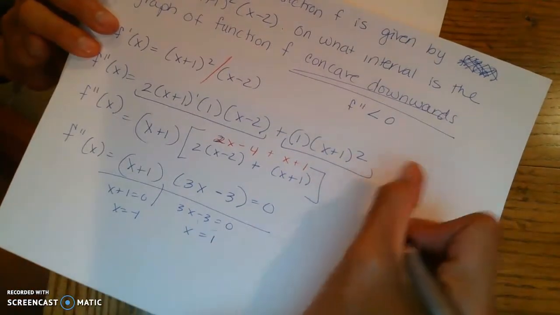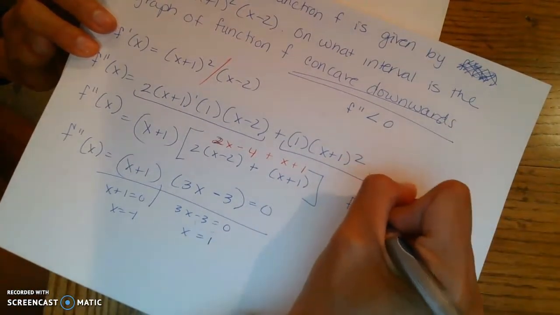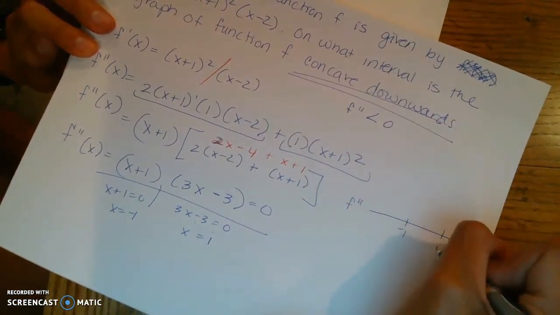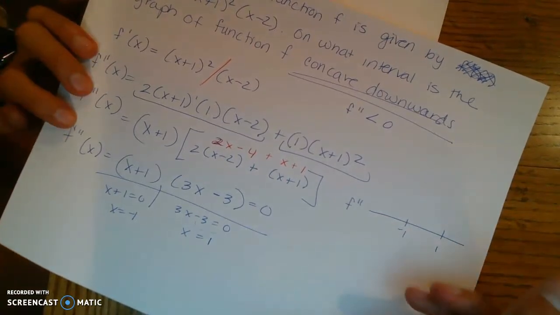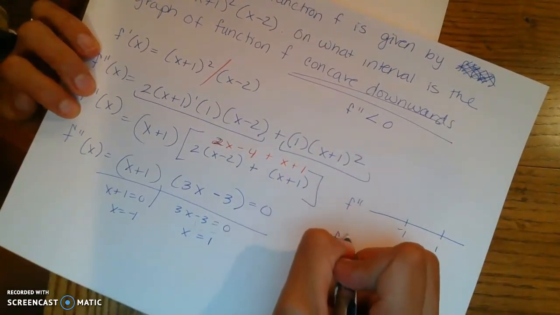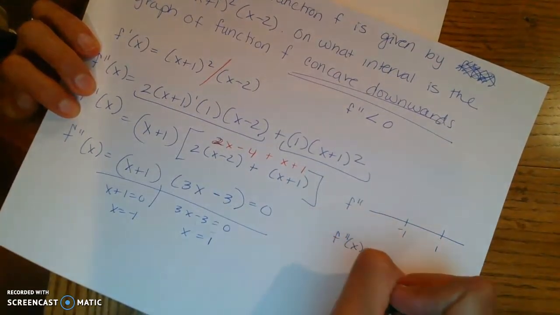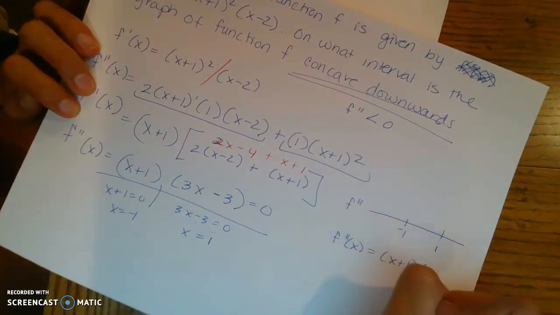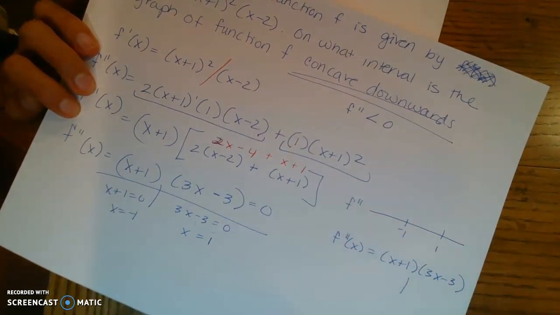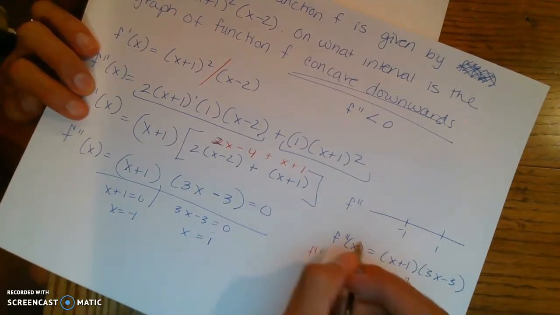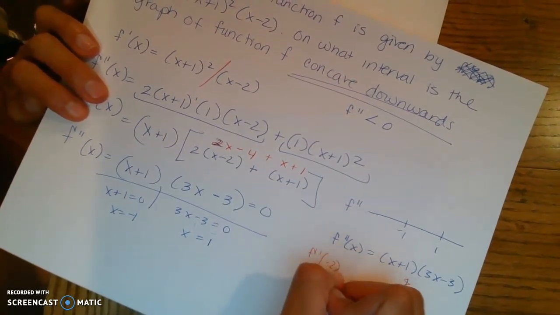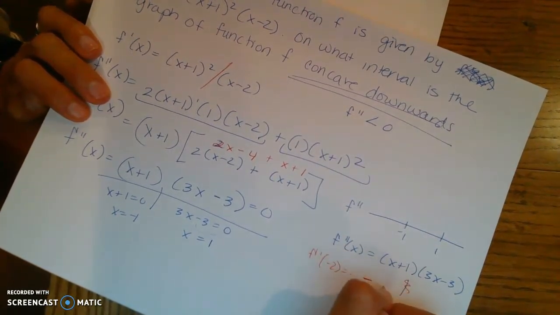So you have 2 critical values of negative 1 and 1, and you're just going to test into that second derivative, which again, I always like it right underneath there, x plus 1, 3x minus 3, and then you're just going to test your values. So if I test a negative 2, I'm going to get negative 1.